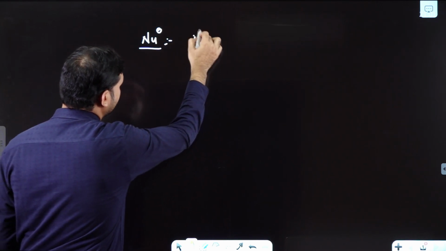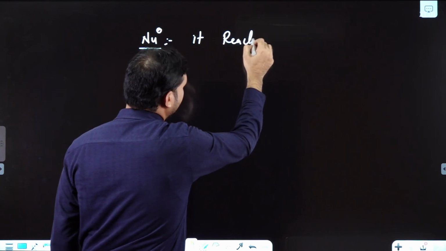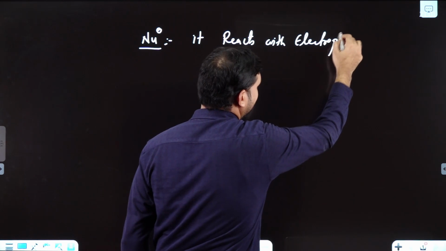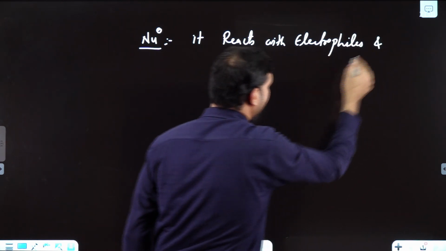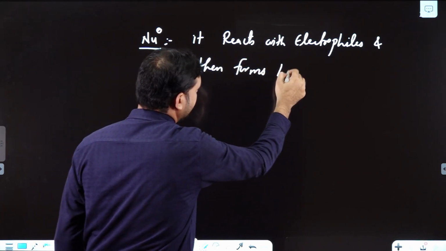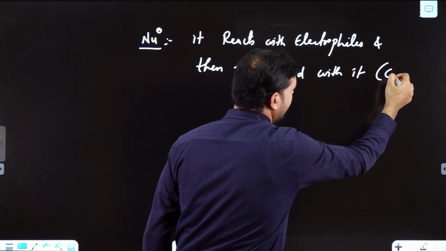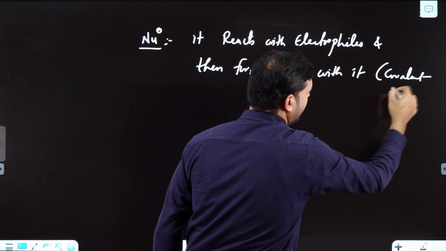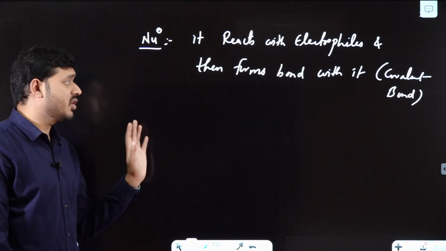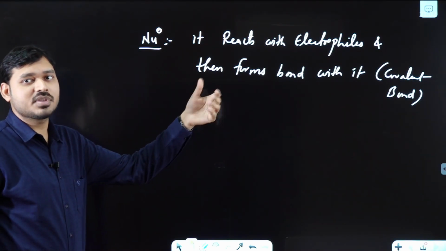Nucleophilicity: it reacts with electrophiles and then forms a bond with it, and that will be your covalent bond. Okay, clear? So nucleophilicity, when you say it, then it reacts with the electrophile and then it finally forms a covalent bond with it.